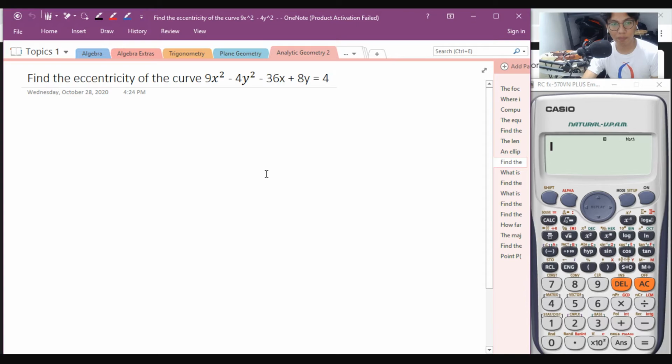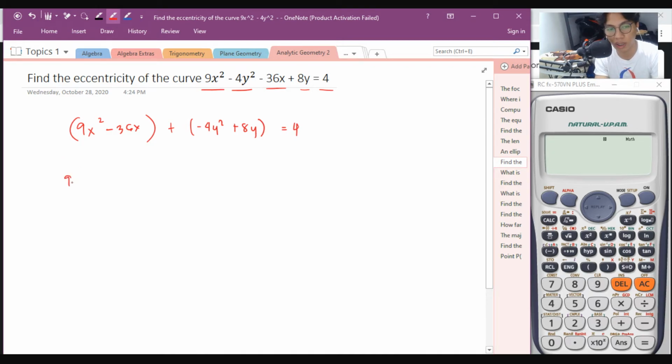Problem number 8. Find the eccentricity of the curve 9x squared minus 4y squared minus 36x plus 8y equal to 4. Completing the square, the never-ending completing the square. Write first 9x squared minus 36x. Let's group them together, plus negative 4y squared plus 8y equal to 4. Now we complete the square.